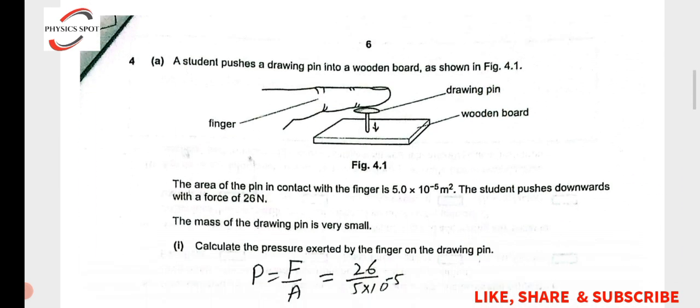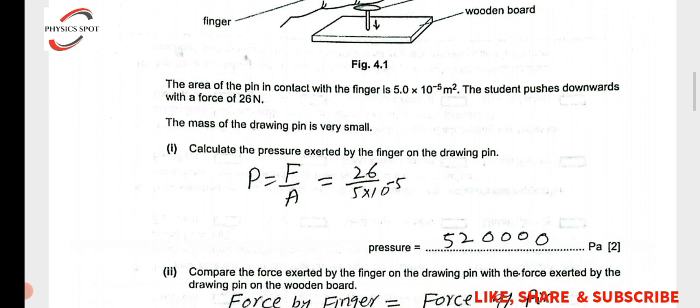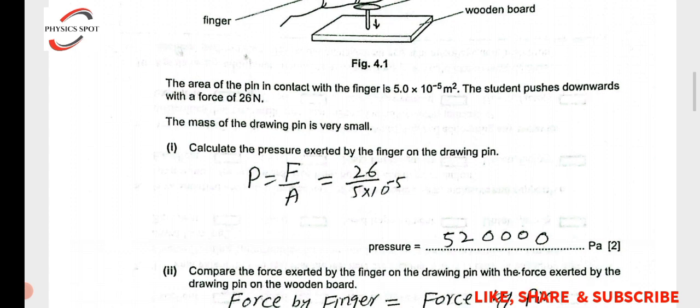Okay, question number 5. A student pushes a drawing pin into a wooden board as in figure 4.1. The area of the pin in contact with the finger is 5 times 10 raised to power minus 5 meters square. The student pushes downward with a force of 26 Newton. The mass of the drawing pin is very small. Calculate the pressure exerted by the finger on the drawing pin. So pressure formula, force per unit area, force is 26 Newton divided by area 5 times 10 raised to power minus 5. Solve this and we get 5.2 times 10 to the power 5. The pressure unit is Pascal.